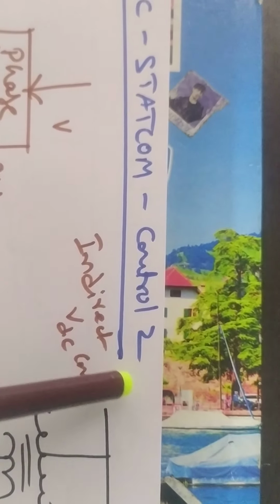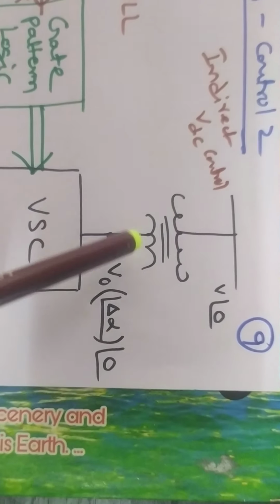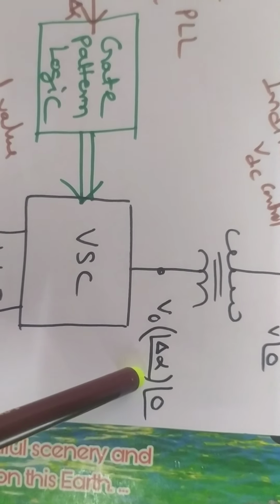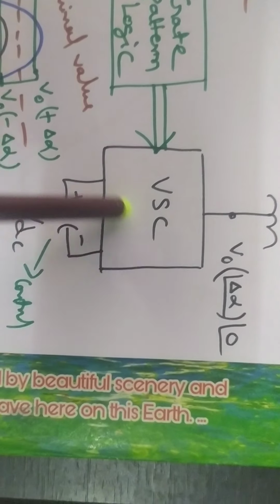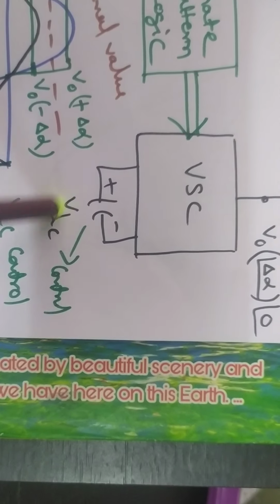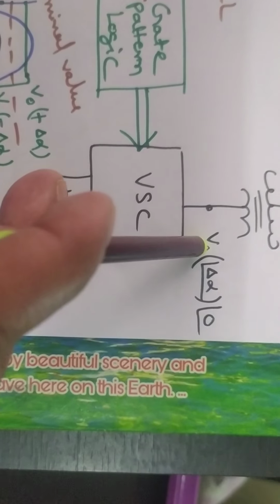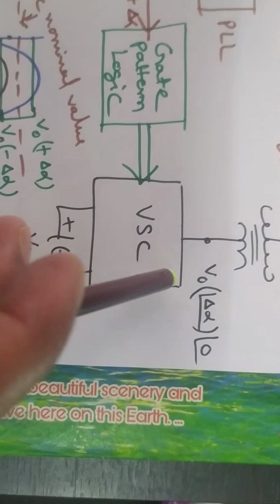So coming to the second control, VSC operating as STATCOM. Control 2, this is the indirect VDC control: bus voltage, coupling transformer, inductance. The V0 is a function of delta alpha at an angle alpha 0. So here VSC and this is the VDC. VDC can be controlled in order to control the V0. Here we don't go for a PWM control.